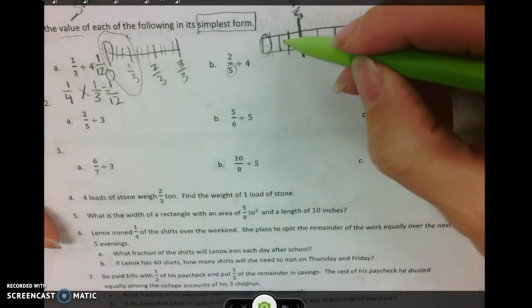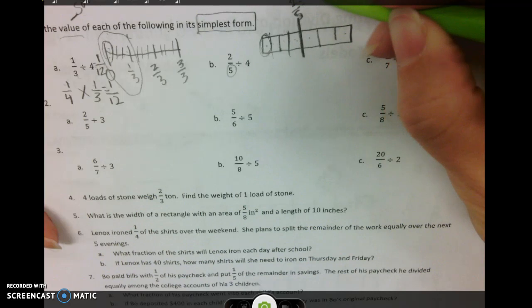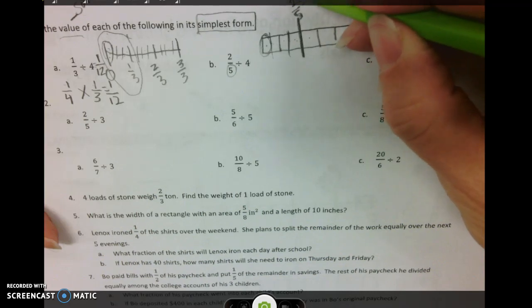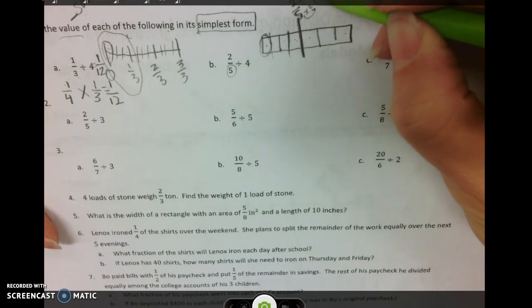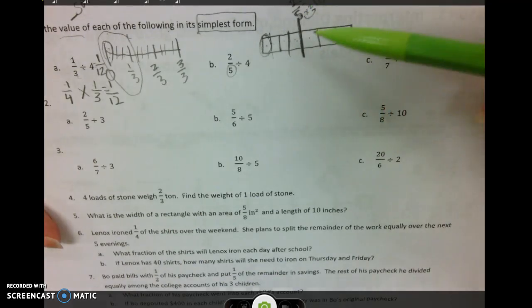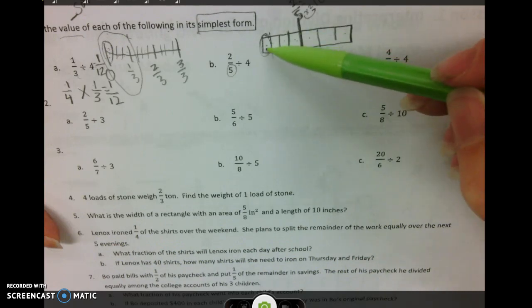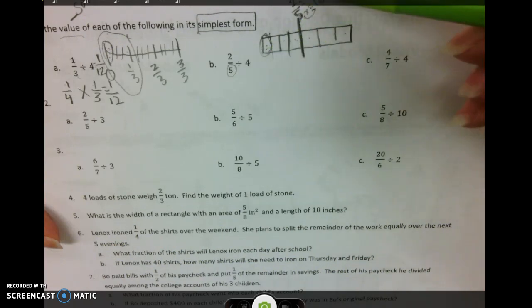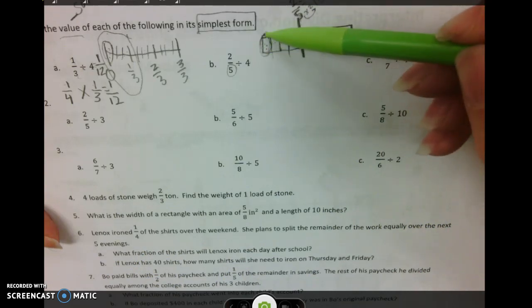So if I have 4 pieces down here that are equal to 2, I can kind of set it up like this. 2 is equal to 4, so what did I do? 2 times 2 is 4. 5 times 2 would be 10. So that tells me that this would be 1/10, because this is 4/10. So then these are tenths, so that would be 1/10 here.